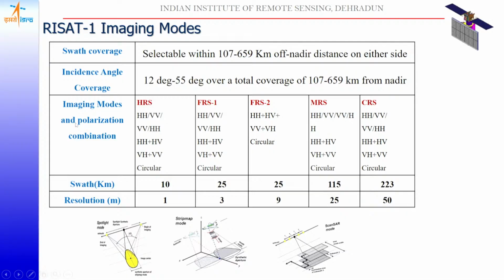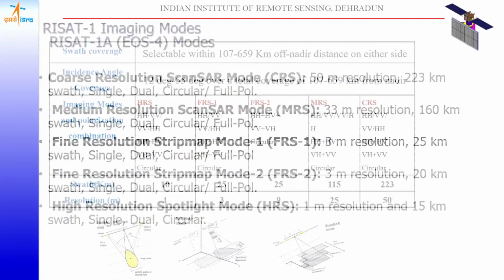Here you can see the different RESET-1 imaging modes. We have the HRS, which is called the high resolution mode, which is actually the spotlight mode, and we have the FRS1, FRS2, MRS and CRS, with different resolutions from 1, 3, 9, 25 to 50 meter. Different modes will have different resolution. If we have the spotlight mode, then we have the high resolution of 1 meter. FRS1 is the strip map mode, where we get 3 meter resolution. MRS and CRS are the ScanSAR modes, and we get 25 and 50 meter resolution.